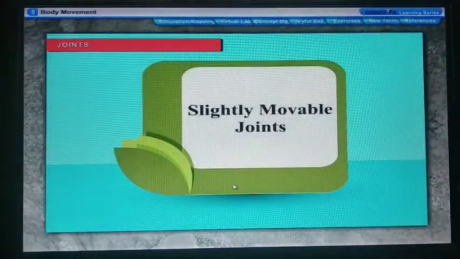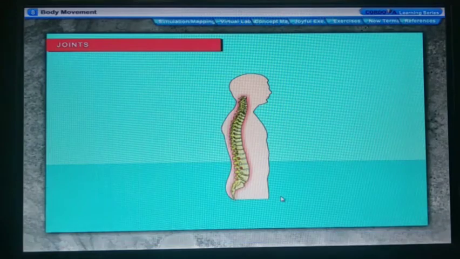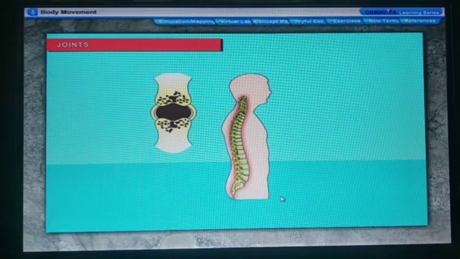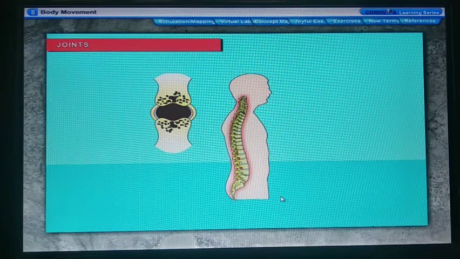Slightly movable joints. These joints allow very little movement due to the presence of a pad of flexible cartilage between their ends. For example, joints present between adjacent vertebrae in the backbone or spine allow only slight movements. This kind of joint provides more support.